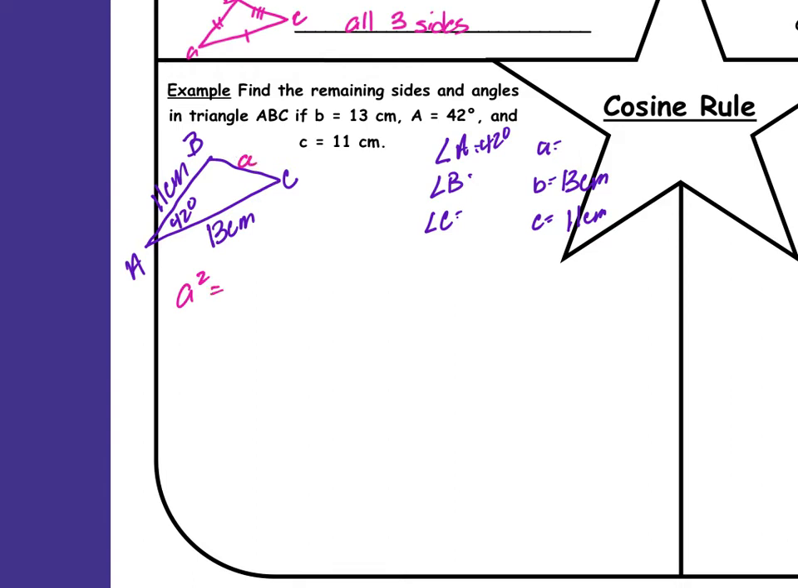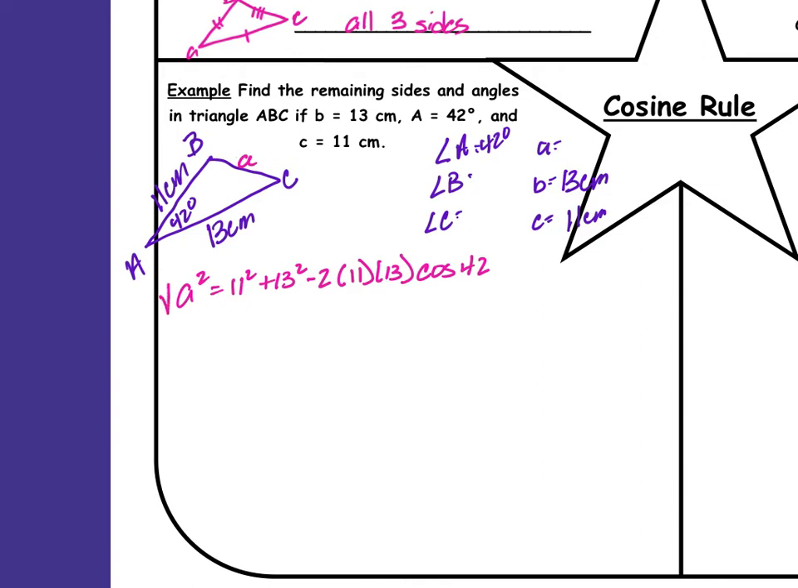So a squared is going to equal the two sides squared. So that'd be 11 squared plus 13 squared. And honestly, it doesn't matter which order I put it. If I put C squared first rather than B squared, it doesn't matter what order I add in, as long as it's those two sides squared, minus 2 times those two sides. So 11 times 13 times the cosine of 42. Okay, my variable is on the left-hand side. Everything else is on the right-hand side, and it's all just numbers.